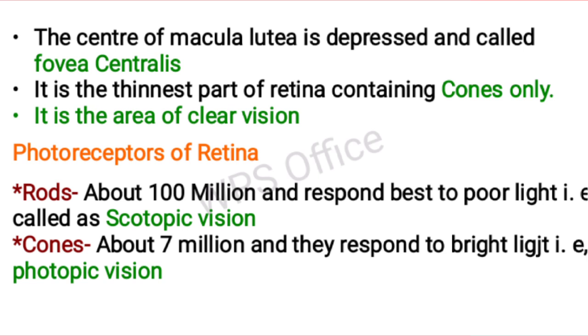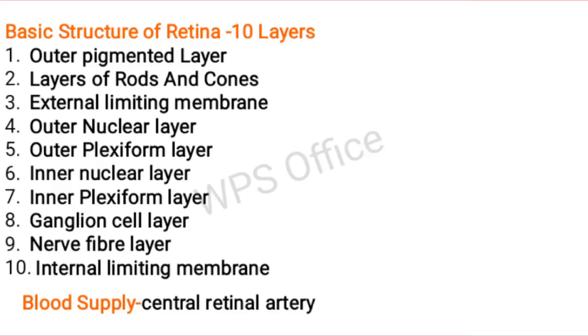Everyone knows that rods and cones are our photoreceptors. So rods help in poor light, that is scotopic vision, and cones, about 7 million in number, are used for bright light. It is known as photopic vision. So finally, the retina contains 10 layers, which is important, and the 10 layers should be studied in the same order. And finally, the blood supply of the retina is the central retinal artery.